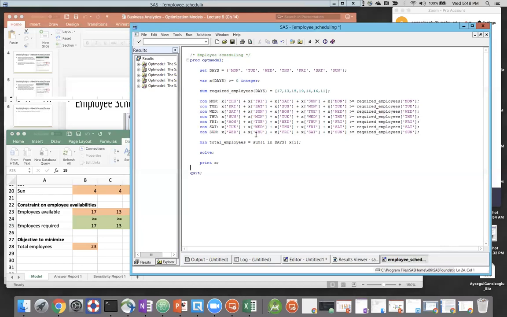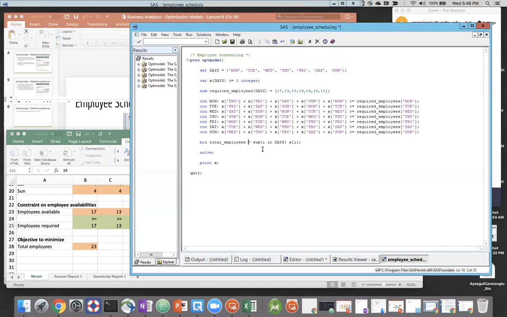And then same thing for Wednesday, like people starting on Friday are going to work on Friday, Saturday, Sunday, Monday, and Tuesday, but they're not going to work on Wednesday anymore because they finished their 5-day shift, right? So because of this, when we look at Wednesday, you don't see the Friday contributing to the left-hand side of the constraint. Okay, so basically it goes like that.